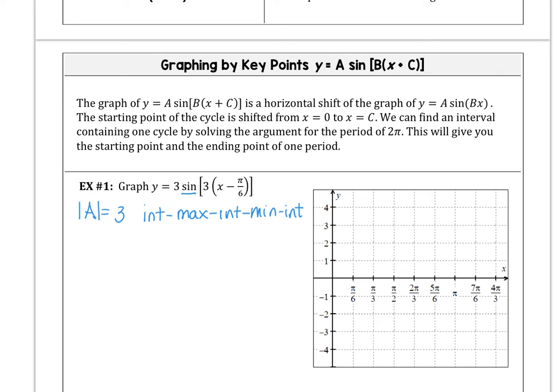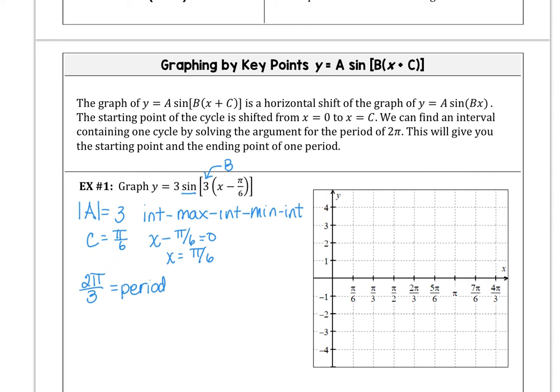Now we know that the C value is where we start. So our starting point is at pi over 6. We can think of x minus pi over 6, and solving that for 0 gives us our starting value, pi over 6. Now, if we want to find the period, we're going to calculate 2 pi divided by the b value. B is 3, so 2 pi divided by 3 is the period.